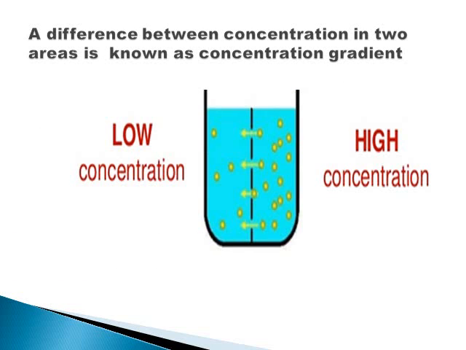Now you will see I've used the term concentration gradient in the definition of diffusion. So what is the concentration gradient? It's the difference between concentrations in two areas. In this picture you can see that at one side there is a lower concentration of molecules, and at the other side there is a higher concentration. So this difference is known as the concentration gradient.